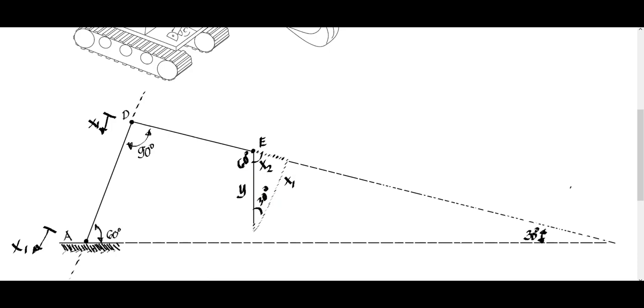Now, to get the value of x sub 1 and x sub 2, we can use trigonometric functions. To get x sub 1, we use cosine. Cosine of 30 degrees is equal to the adjacent, which is x sub 1, divided by y, which is the hypotenuse, the resultant of these two. So we have x sub 1 equal to y cosine of 30 degrees.